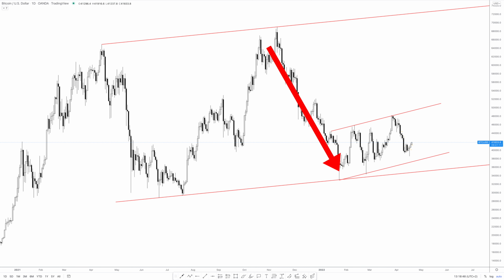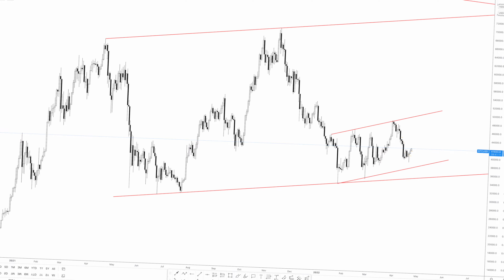Inside this channel, we have another impulse and correction pattern. So I expect the price to move down from this correction as well, giving me another confluence that we might move to the downside from here. No one knows, but using these confluences and these patterns, I can predict the price like a god.